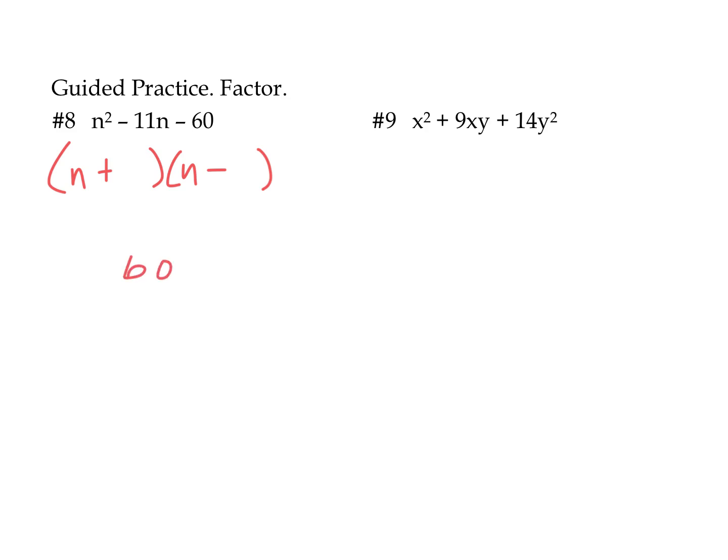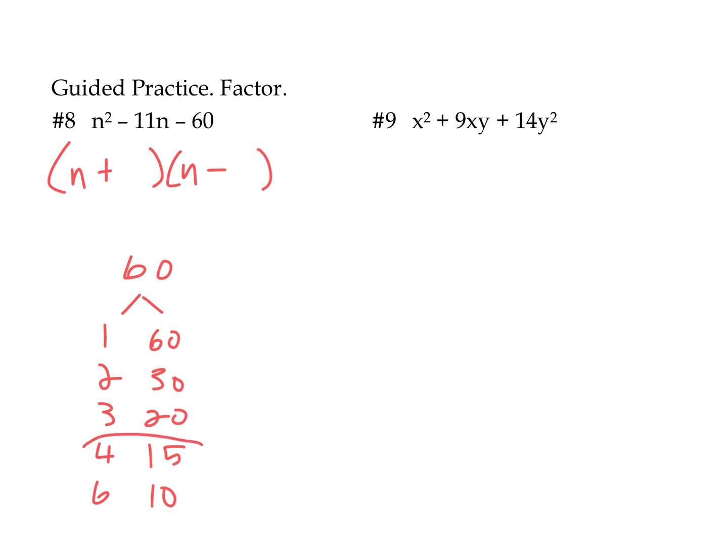And so sometimes it might be helpful. Like on 60, there's a lot of factors, so I might want to write out my list of factors. So 1 times 60, 2 times 30, 3 times 20, 4 times 15, 6 times 10. And I've got a whole list of factors there now, and I could run through those and figure out which ones, one positive and one negative, are going to add up to negative 11. So in essence, which ones are going to subtract and give me 11.